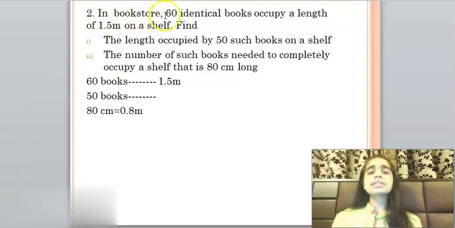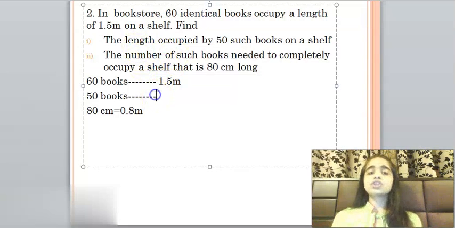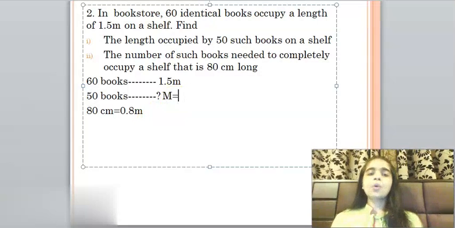In a bookstore, 60 identical books occupy a length of 1.5 meters on a shelf. So our standard will be 60 books for 1.5 meters of length. Now find the length occupied by 50 such books on a shelf. So now here our length is missing. We don't know how many meters. Again, we will cross multiply. So we will multiply 50 with 1.5 and then we will divide our answer by 60. So our answer will be 1.25 meters. Now let's look at the next part.